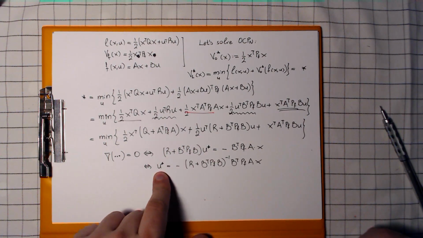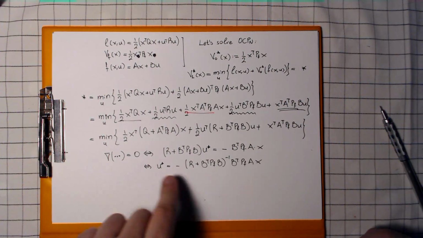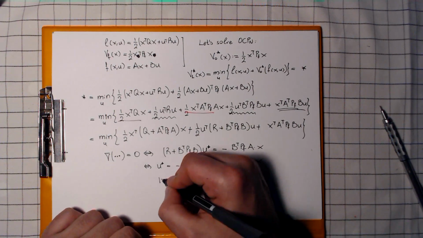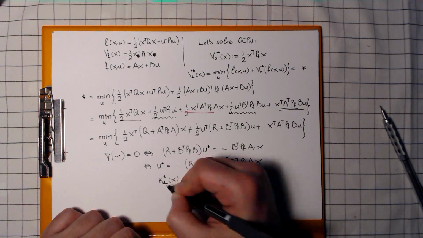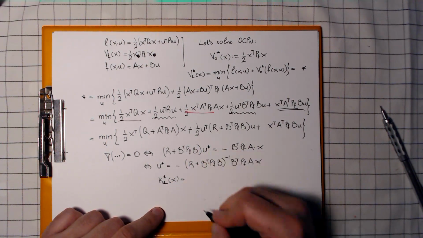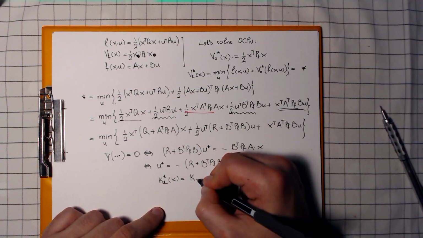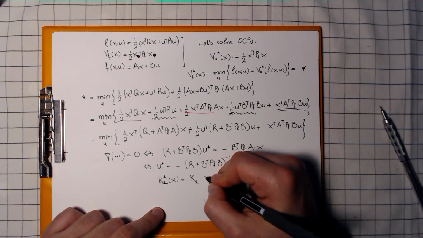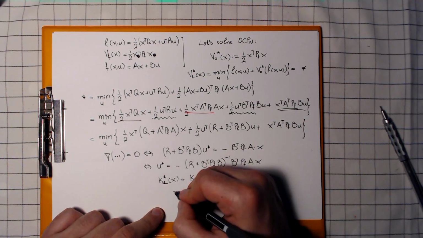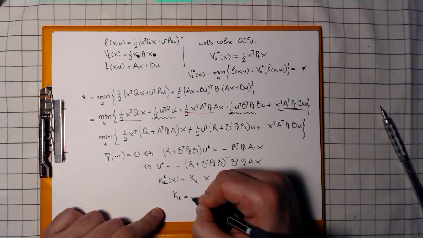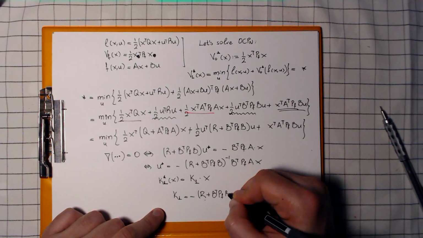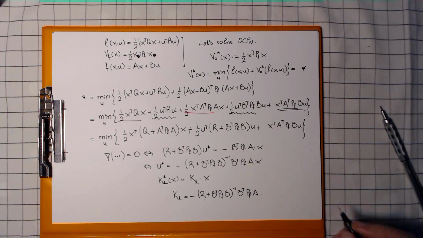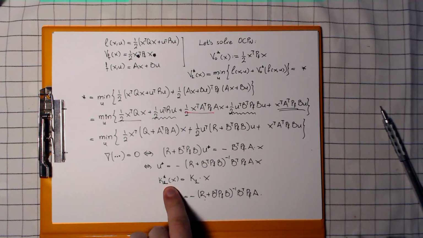So this is the optimizer. In a way here, actually, this defines kappa 1 star of x. Here is our kappa 1. Kappa 1 star of x is some matrix, let's call it K1, times x. And what is K1? K1 is this quantity. So this is K1, this is kappa 1 star.